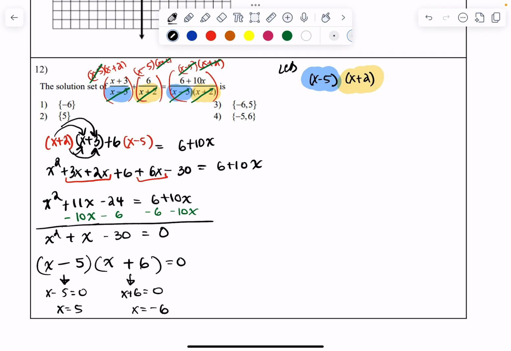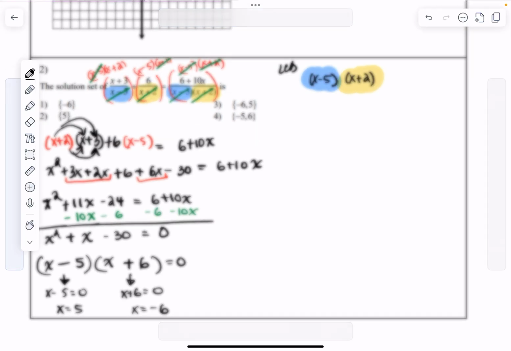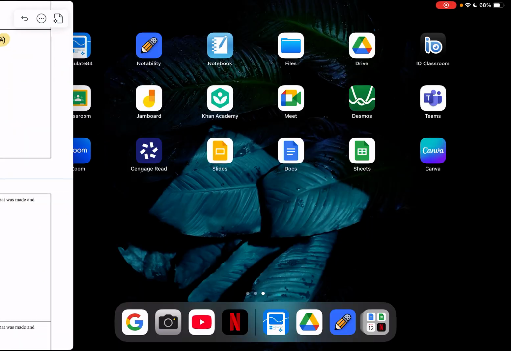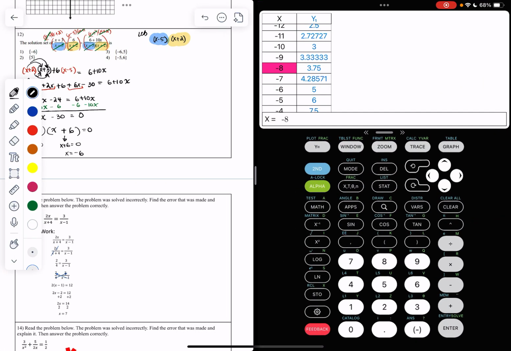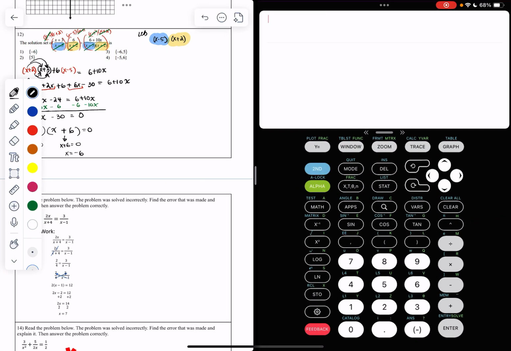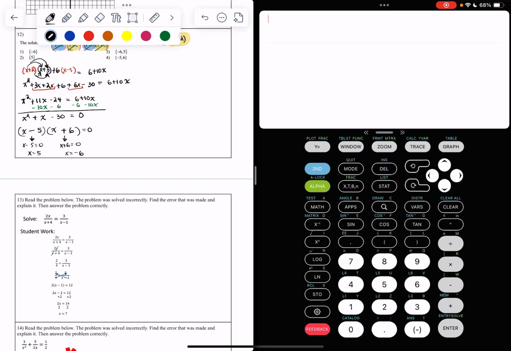So we're going to use these answers to figure out which one of them is going to give us an extraneous root. So if I use 5 in the denominator, I could actually do this side by side with my calculator. So let's see. If I have my calculator and let me move this out of the way.